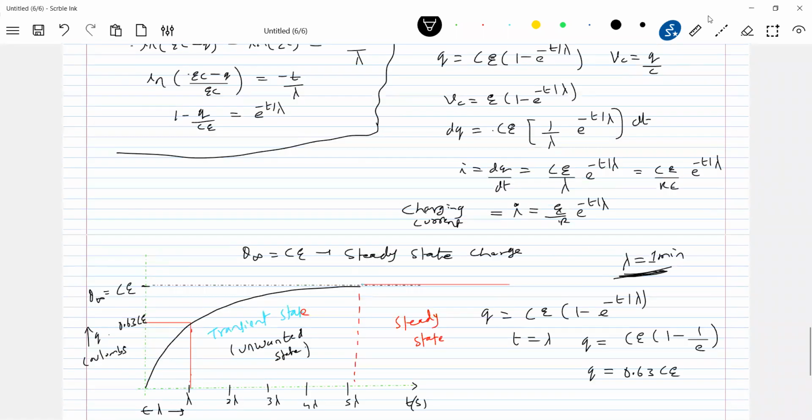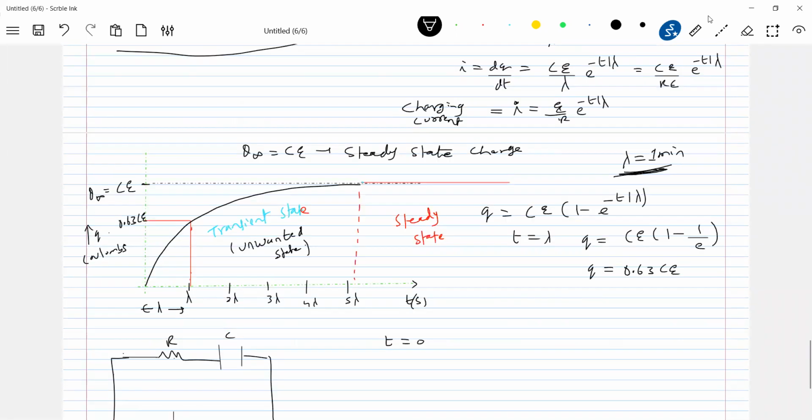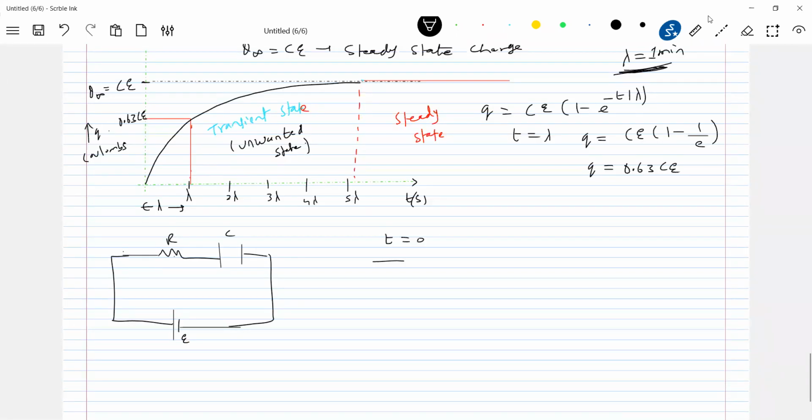Put t equals 0: e to the power of 0 is 1. What is the current? E by R. So the capacitor will behave like a short circuit. Though the capacitor is there, it will behave like a short circuit, just like a wire. It means it will have infinite capacitance, so I'll still write C there. And what is the current that will flow through this?